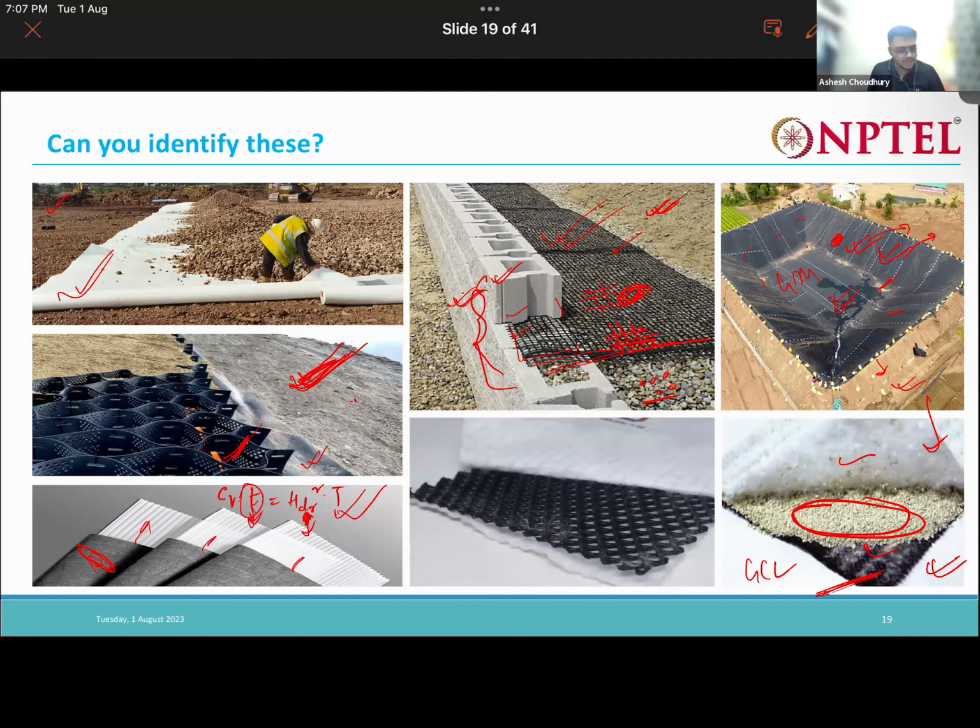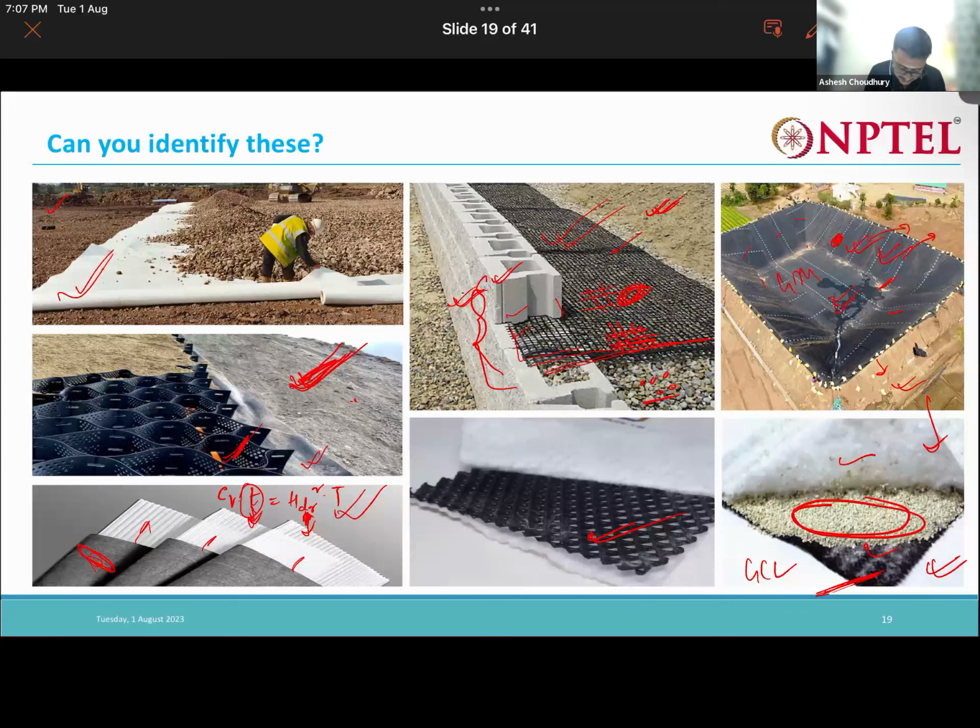Okay, and what is this thing here, the last image, at the center? Geonet. Yeah, so what are geonets used for? Erosion control. Yeah, erosion control, and one more thing, two main things. One is erosion control and the other one is drainage layer. Drainage. Yeah, so one is for erosion control and one is for drainage.